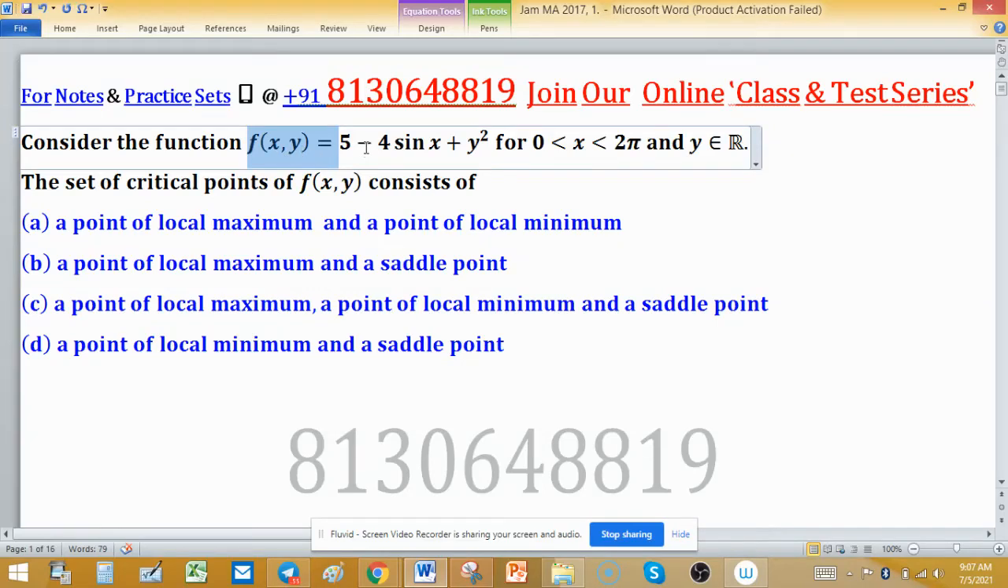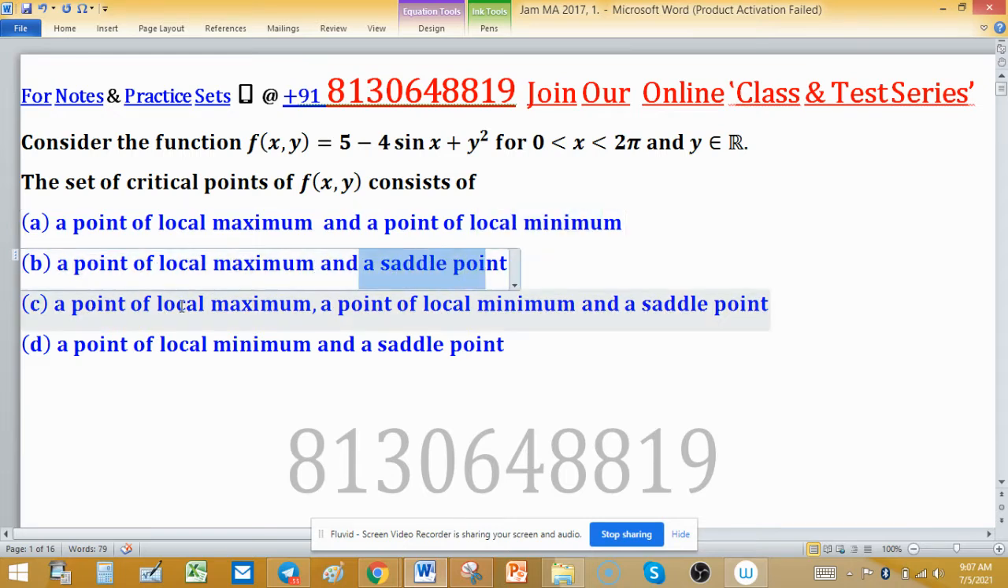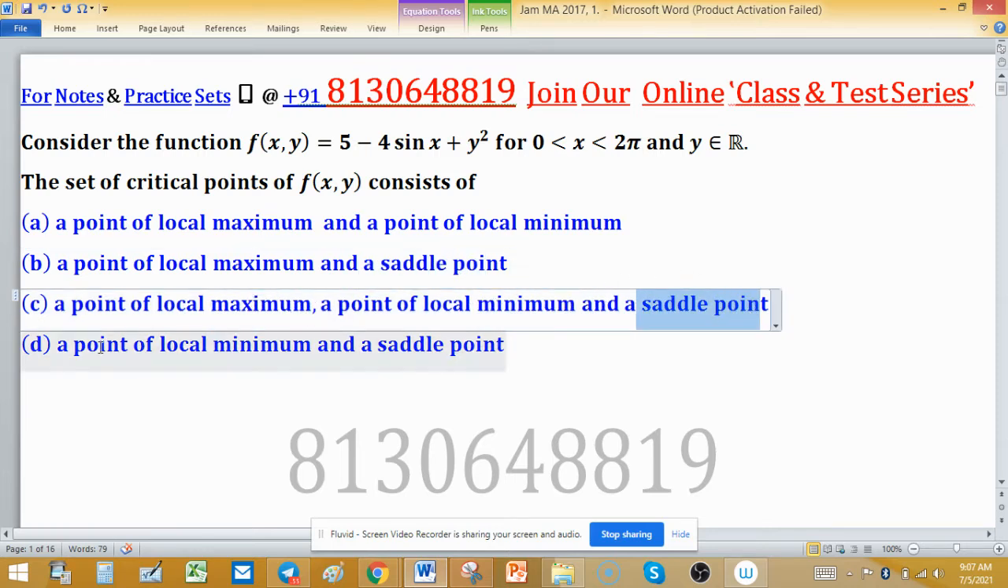Two variable function f(x,y) is equal to 5 minus 4 sin x plus y square, where the domain for x is the open interval 0 to 2 pi and the domain for y is the complete real line. The set of critical points of f(x,y) consists of: a point of local maximum and a local minimum, a point of local maximum and a saddle point, a point of local maximum, local minimum and a saddle point, or a point of local minimum and a saddle point.